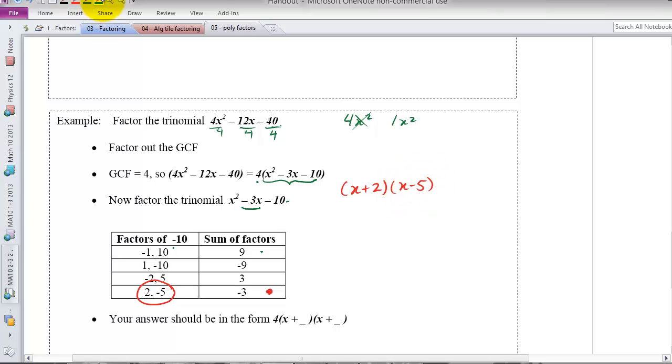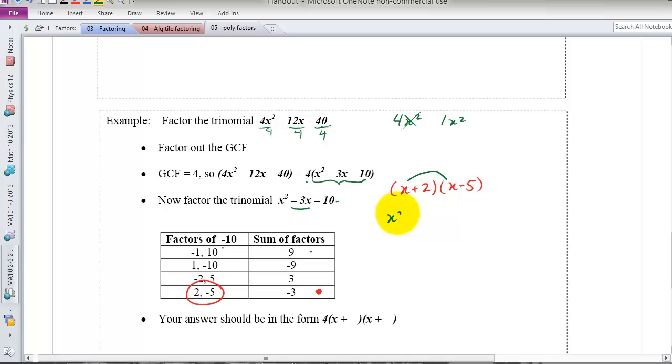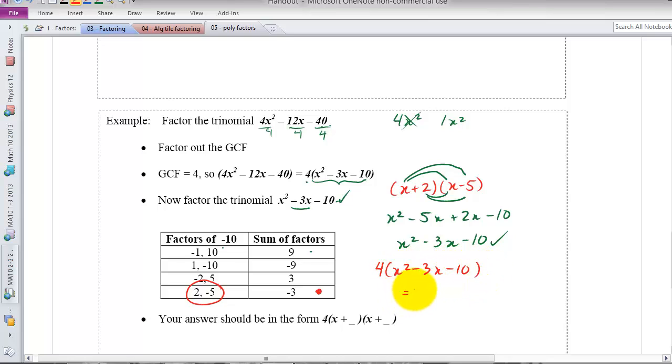We can double check that. So x squared minus 5x plus 2x minus 10. That gives me negative 3x minus 10. Okay, that checks out. So now we can rewrite this whole thing: 4x squared minus 12x minus 40 is equal to 4 times x plus 2 times x minus 5. And there we have it.